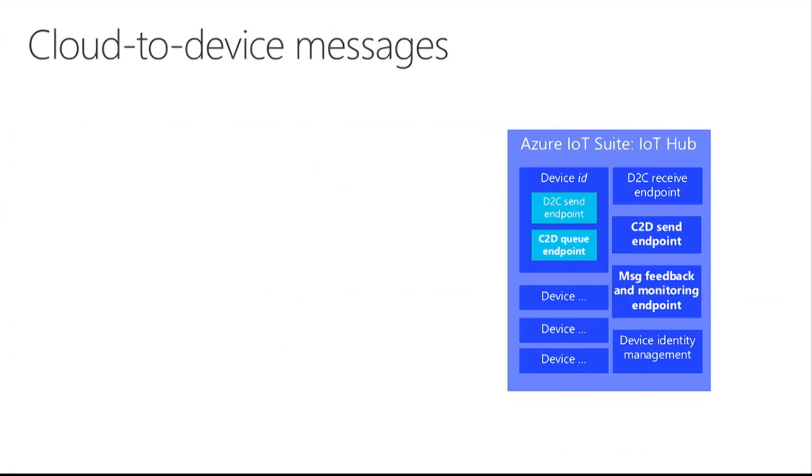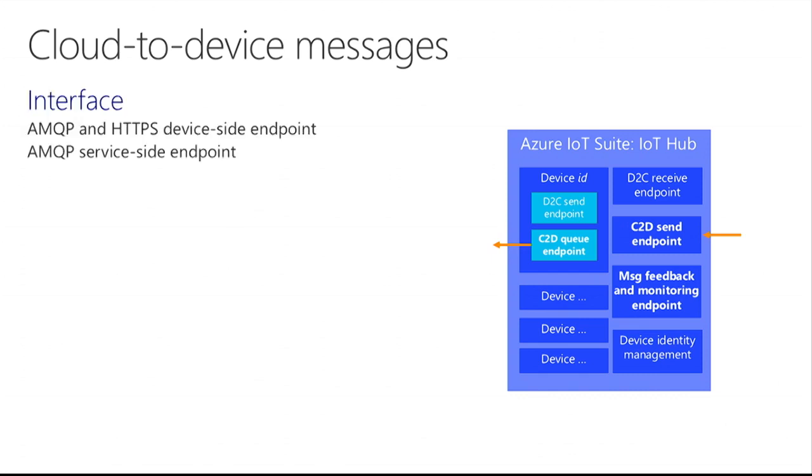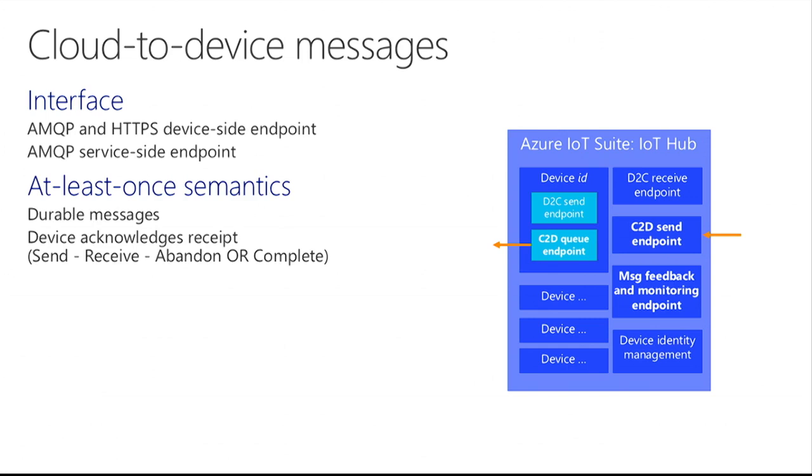Let's move on to cloud-to-device messages. Cloud-to-device messages are sent from the cloud, of course, through the send endpoint and received by the device. The interface on the device side is AMQP and HTTPS, and on the send side is AMQP. A very important characteristic of these messages is that they support at-least-once semantics. These messages are durable in order to accommodate intermittently connected devices, and the device has to acknowledge the receipt.